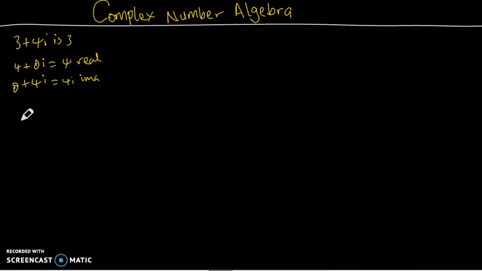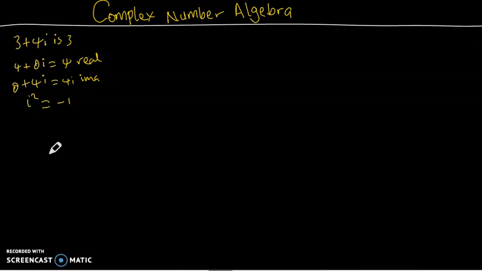Another thing that you might need to be aware of in the algebra of complex numbers is that i squared, anywhere you see i squared, is equal to -1. So you have to pay attention to this where it is appropriate.